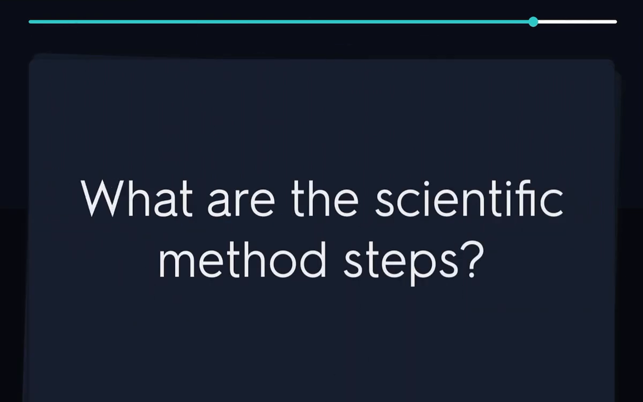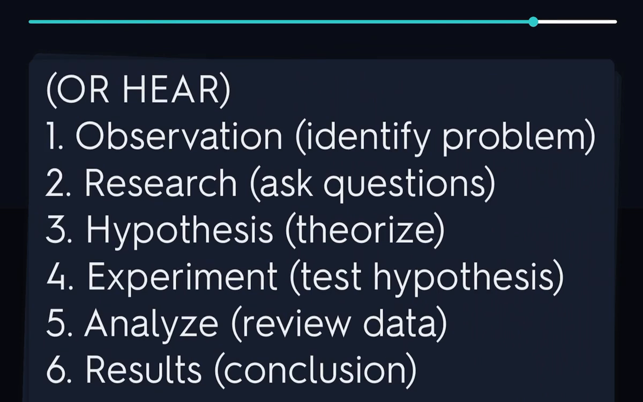What are the scientific method steps? 1. Observation. 2. Research. 3. Hypothesis. 4. Experiment. 5. Analyze. 6. Results.